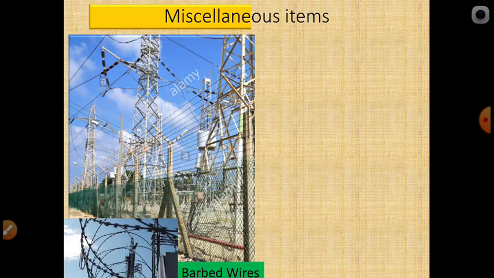Coming to the miscellaneous items, you can see here barbed wires. So what are barbed wires? These are placed on each pole to prevent any unauthorized person from climbing up. At the same time, they are also used around our substation, because in a substation there is always a possibility of induction, so to avoid unauthorized persons or animals entering, we use barbed wire surrounding it. That is one thing you have to remember.